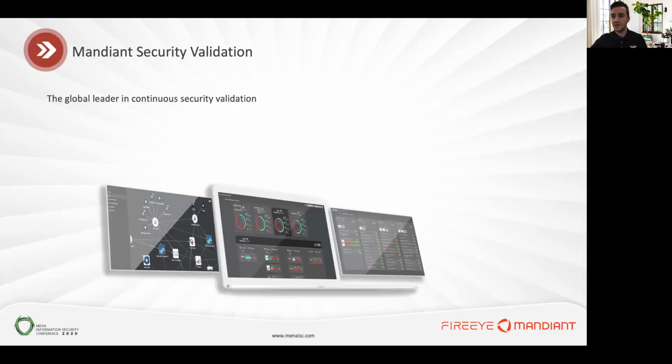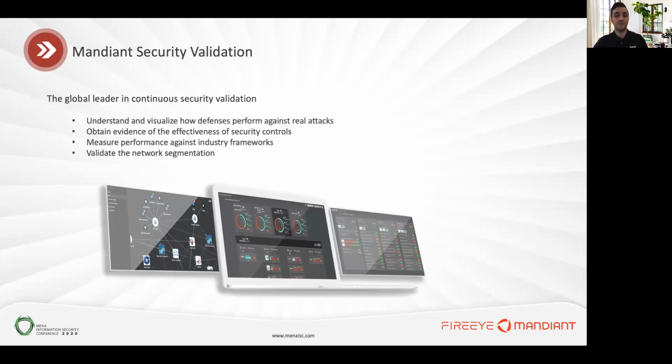Now let's validate and assess our security posture. So we have Mandiant Security Validation. This is a powerful platform that will help you assess, understand, and visualize how your defenses will perform against lateral movement tactics and techniques. You'll be measured against industry frameworks like MITRE ATT&CK. This solution is also important to validate your network segmentation.